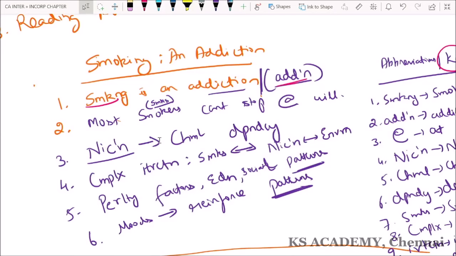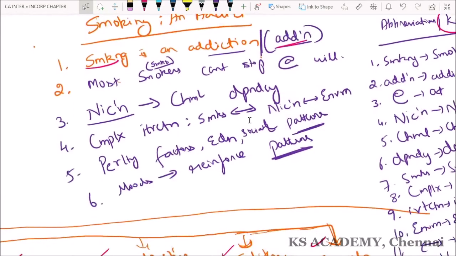Nicotine will lead to what? Chemical dependency. Then complex interaction between smokers, nicotine and environment. And you see interaction, I have used this symbol. Then personality factors, education, social patterns also will help in it. Moods, depending on the various moods of smoking, it will reinforce the patterns. Because in smoking, as the para also suggested, it depends on the person's mood. If the person is happy, he will smoke. Person is sad, he will smoke. So basically, he will use the mood that he is in to decide whether he is happy smoking or not.